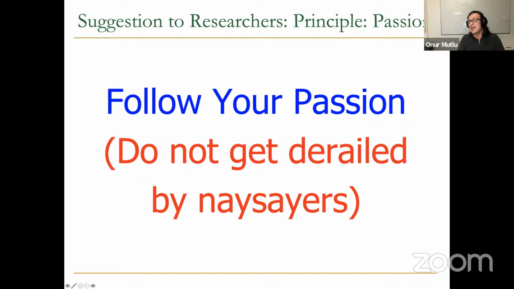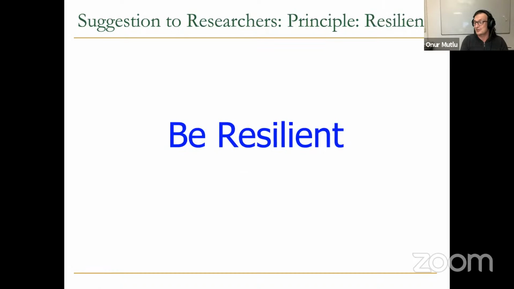Of course, if the idea is really small, maybe you decide to focus on bigger things, right? But if your idea is big, and we are convinced that all of these ideas are big from our perspective, follow your passion. Do not get derailed by the naysayers. Be resilient to all of this.